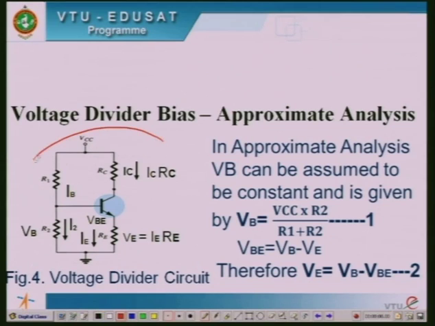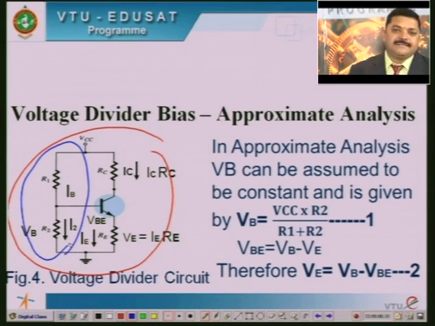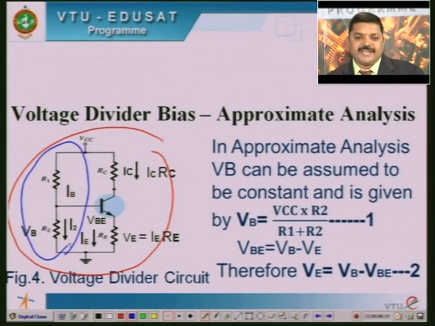So, this is a voltage divider bias circuit, wherein this acts as a voltage divider network. The base is connected by the voltage divider network, therefore, it is called voltage divider biasing. And for approximate analysis, we will be assuming that IC is approximately equal to IE.